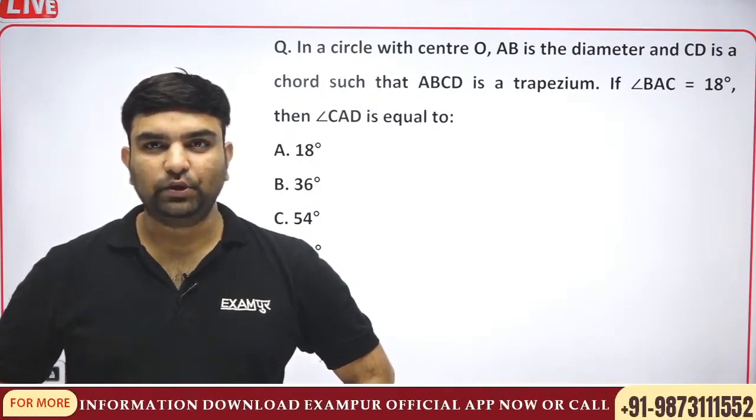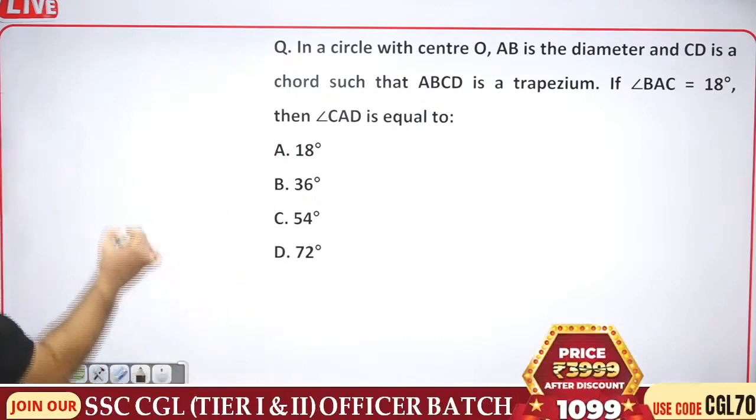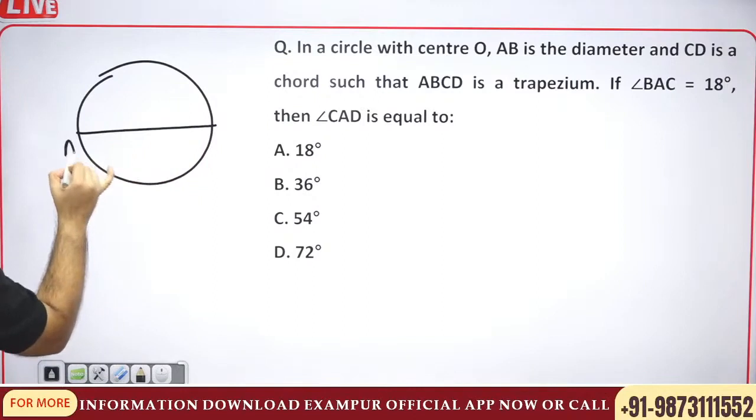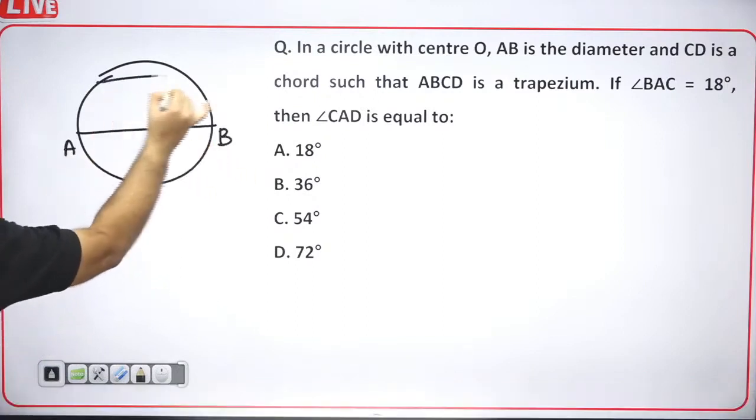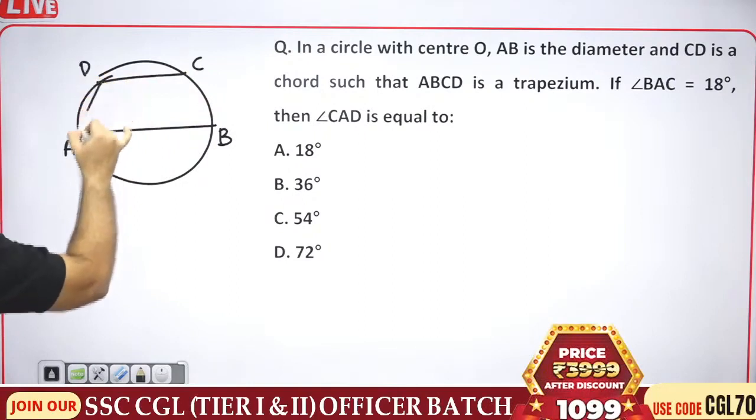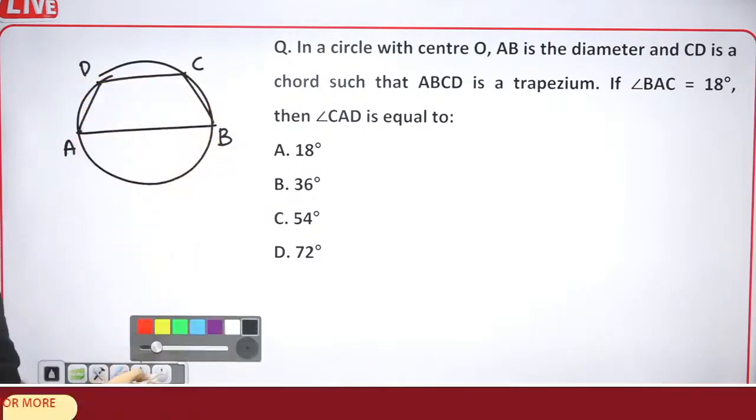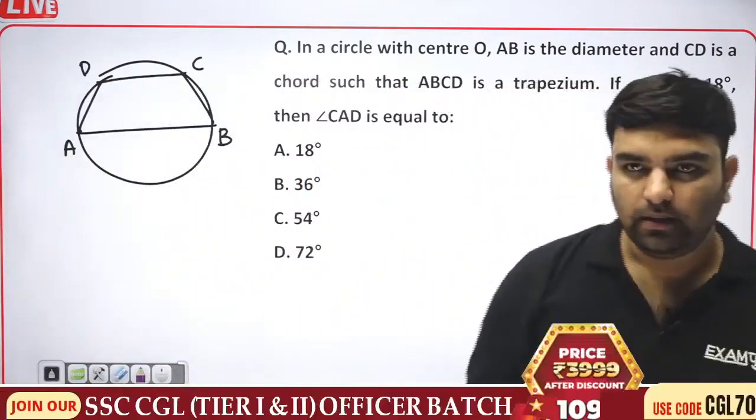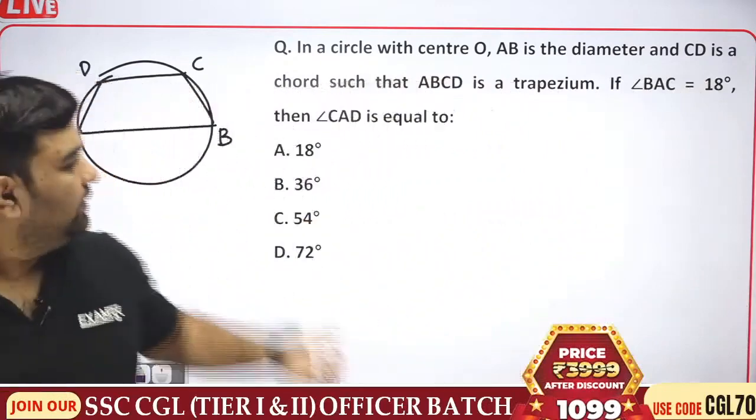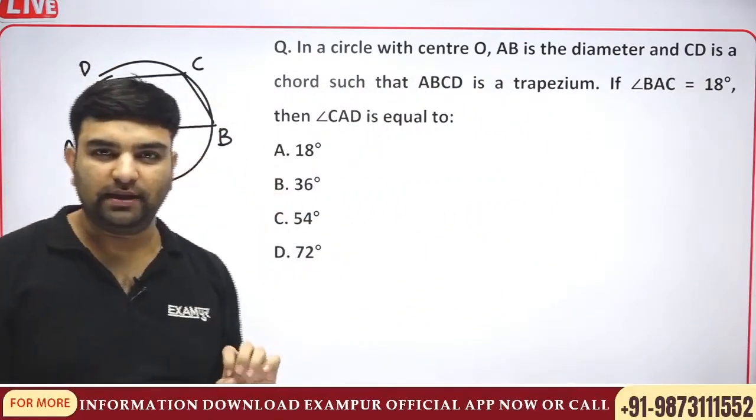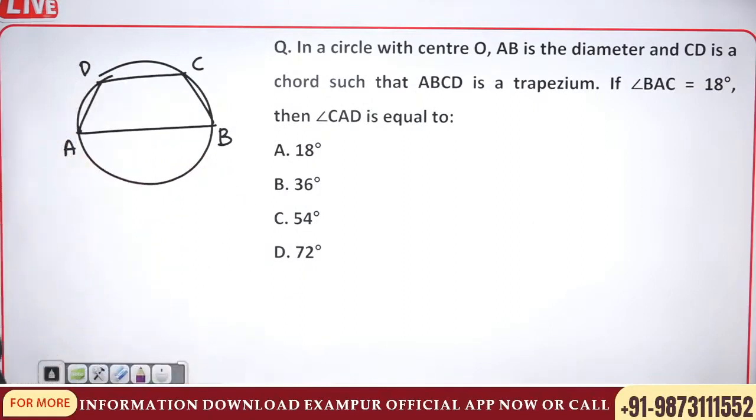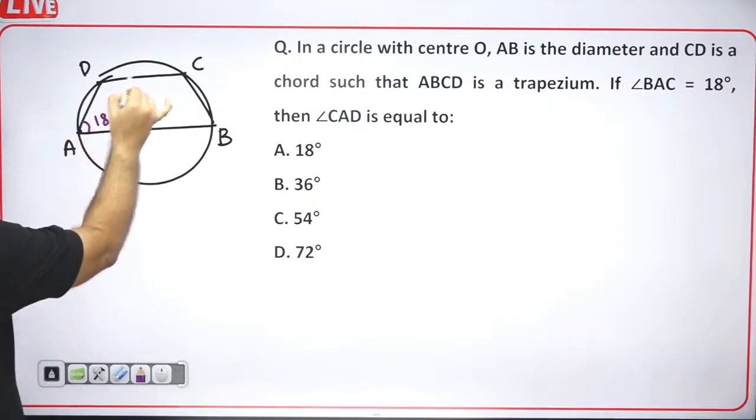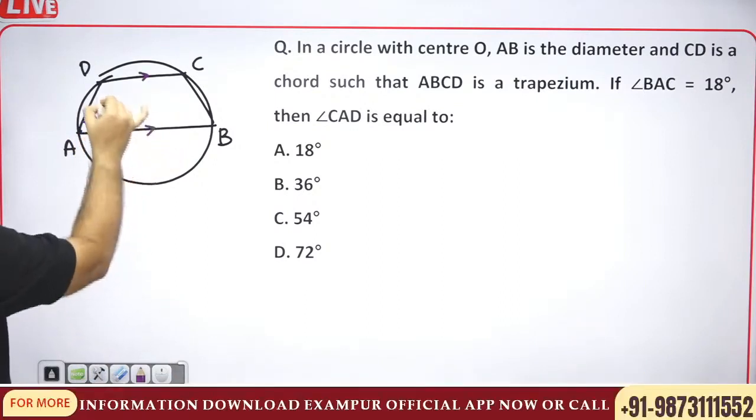In a circle with center O, AB is the diameter, CD is the chord, such that ABCD is a trapezium. In a trapezium, these two sides are parallel, and these are the non-parallel sides. Angle BAC is 18. If these two sides are parallel, we can find out this angle as well.